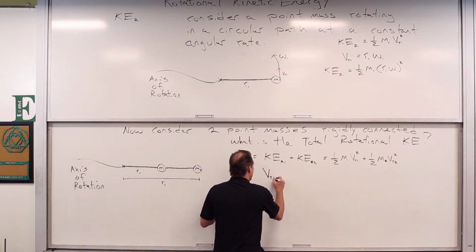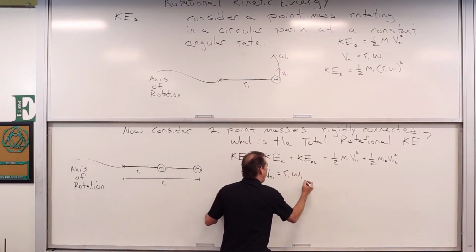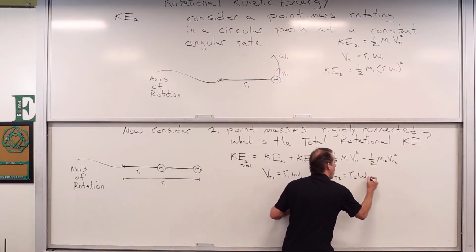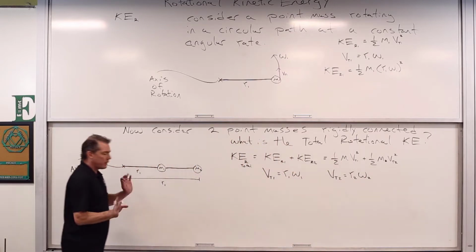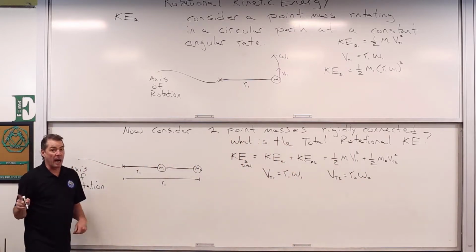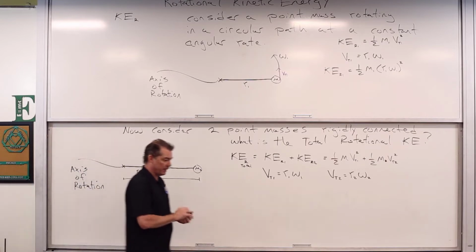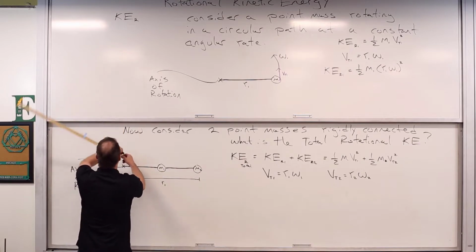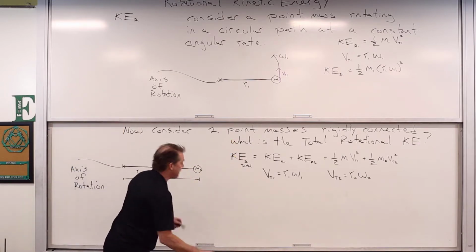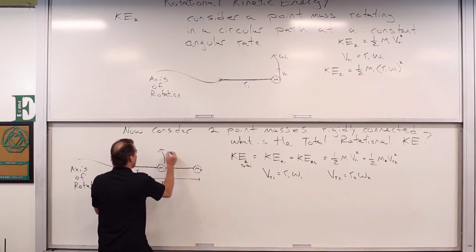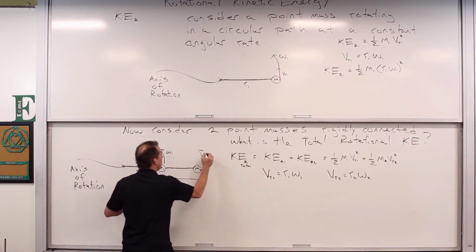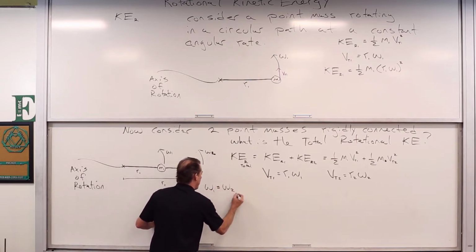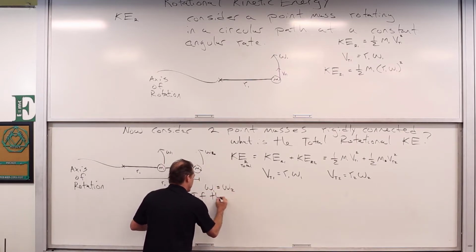We've got that V tangential 1 is equal to R1 omega 1, and V tangential 2 is equal to R2 omega 2. And there's a little connection that we need to make here. If this is a rigid object, every point on it rotates at the same angular rate. Everything goes through the same angle in the same amount of time, so everything has the same angular velocity. Even though we're saying there's omega 1 and omega 2, omega 1 is equal to omega 2 if the object is rigid.